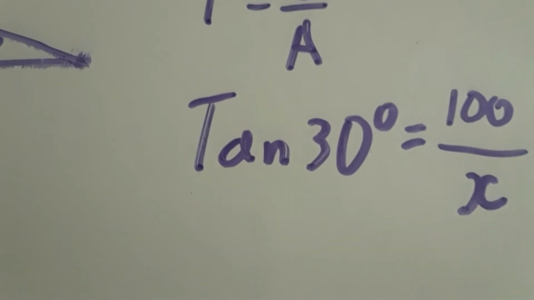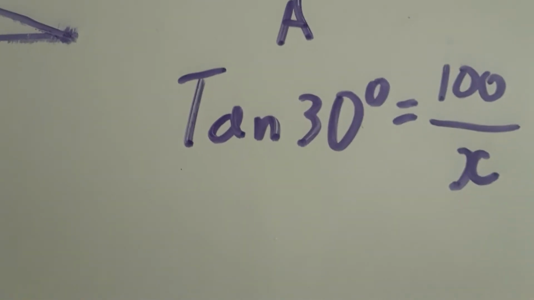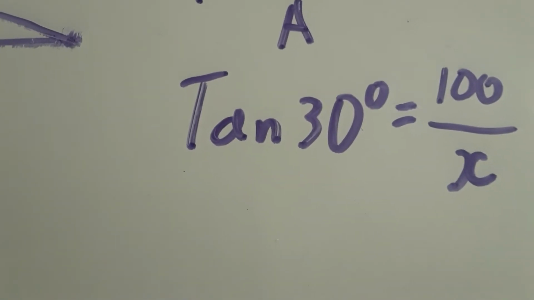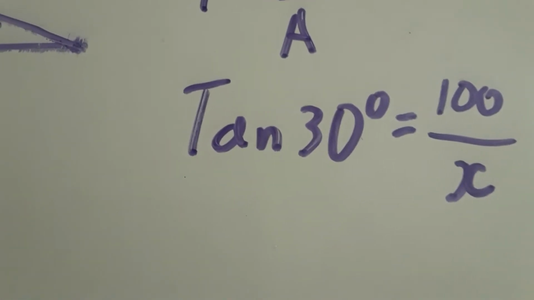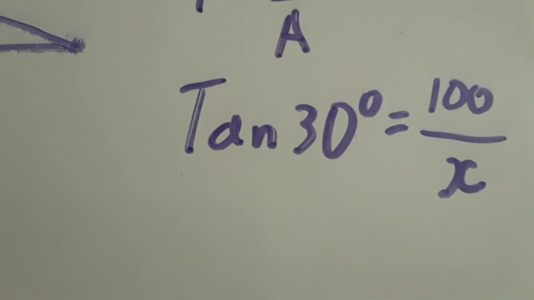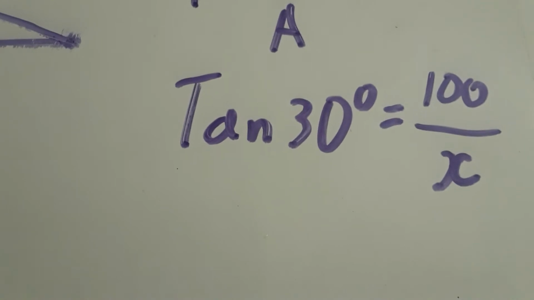Now, some calculators, you put 30 in and press tan. Other calculators, you press tan and then you press 30. Find out which one you have. You're probably going to be using your phone calculator. And we usually go 4 digits deep.